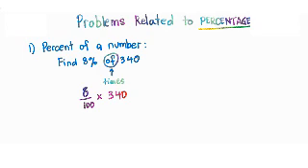Alright, so let's try to do 8 divided by 100 times 340. So that is 0.08 times 340. If you multiply 0.08 times 340, that should be the same as 27.2.